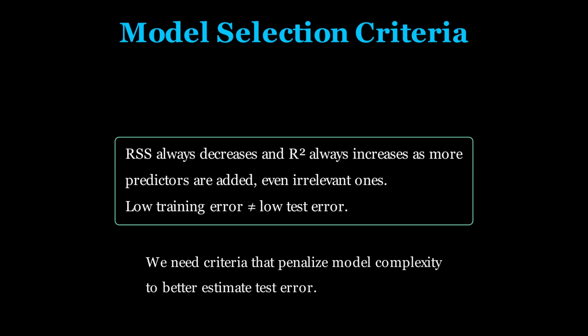This is because RSS decreases and R-squared increases as the number of features increases. So, from a selection of models with varying values of P, the model with all predictors will always have the smallest RSS and the largest R-squared. While these measures may indicate a low training error, they may not accurately reflect a low test error. To better estimate test error, we need criteria that adjust for the number of predictors, P.